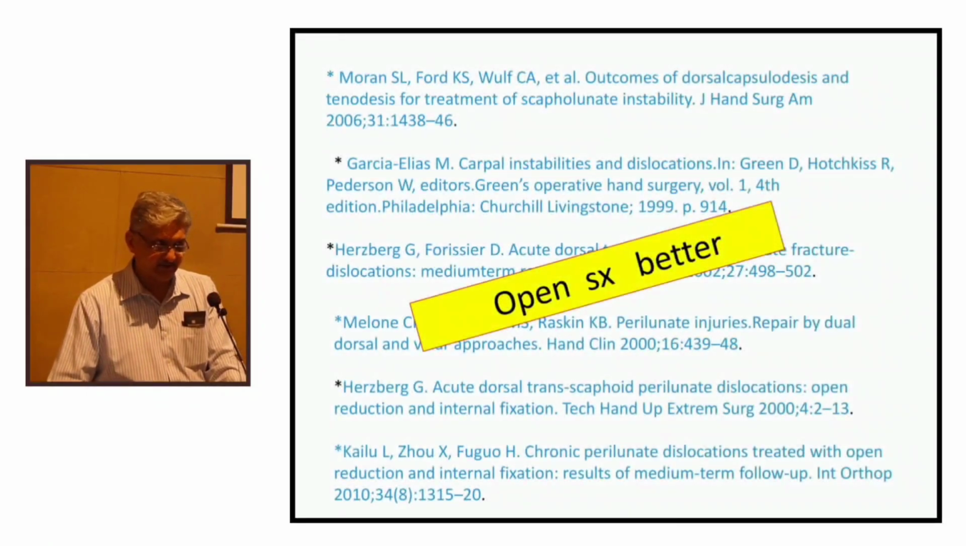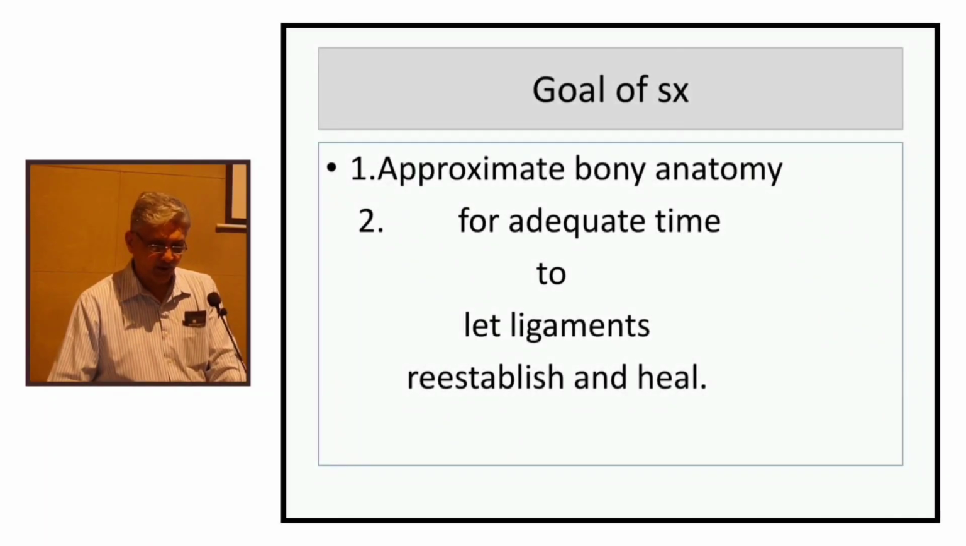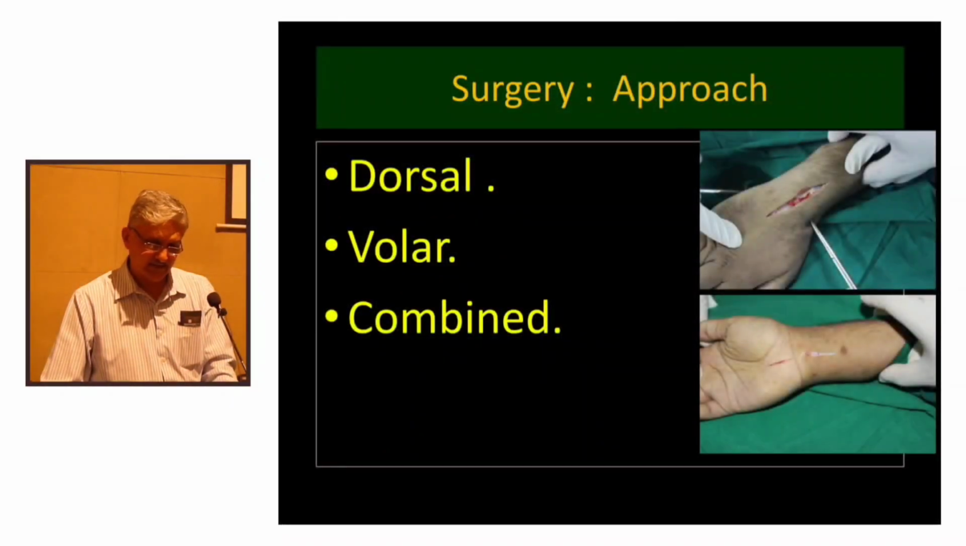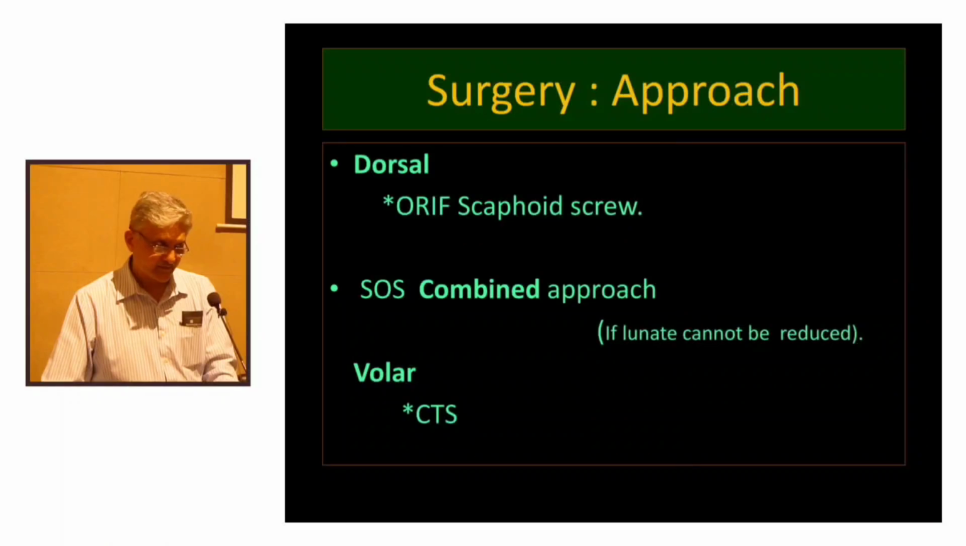Multiple papers have suggested doing an open surgery. The goal of surgery is to approximate the bones and keep them approximated so that the ligaments fall in place and heal just by being in contact. Approach can be dorsal, it can be volar, or it can be combined. Dorsal, you can put a screw or K-wire, or you often have to combine both volar and dorsal.